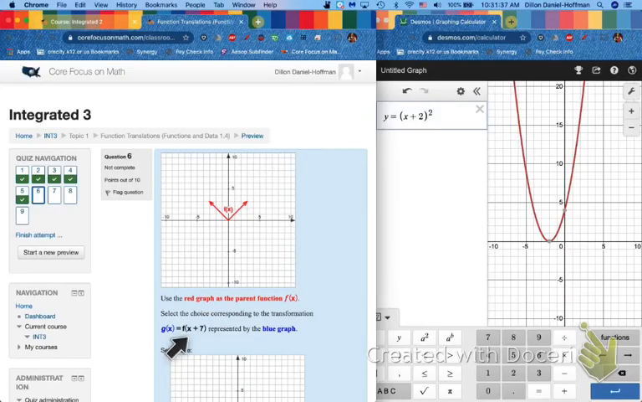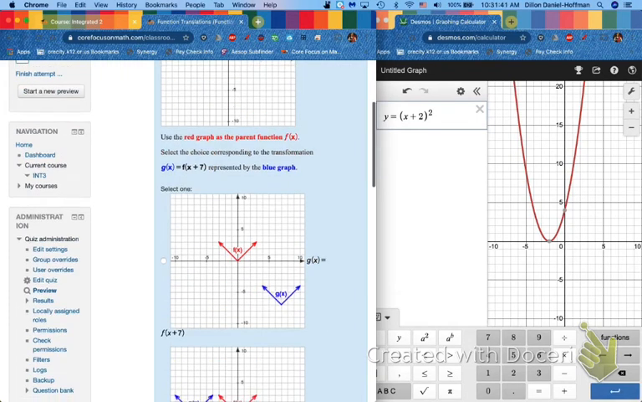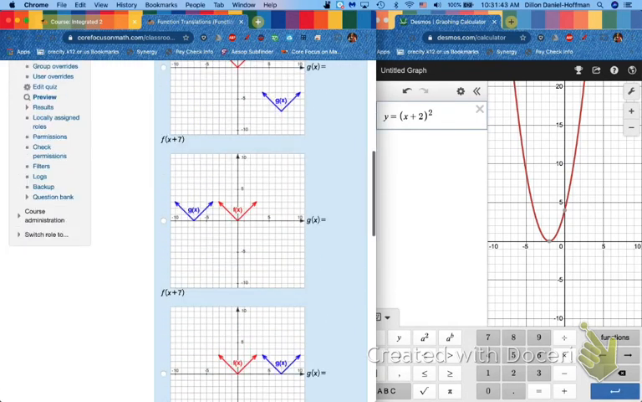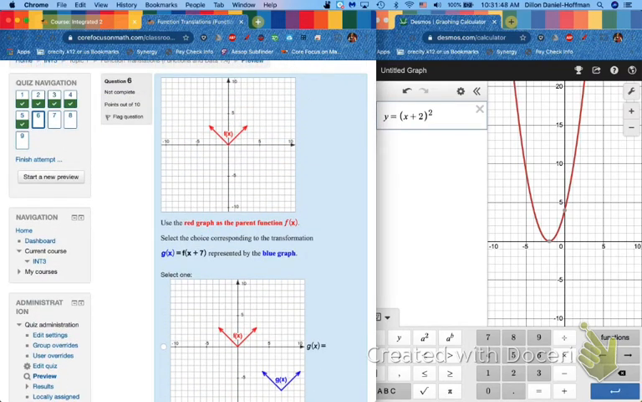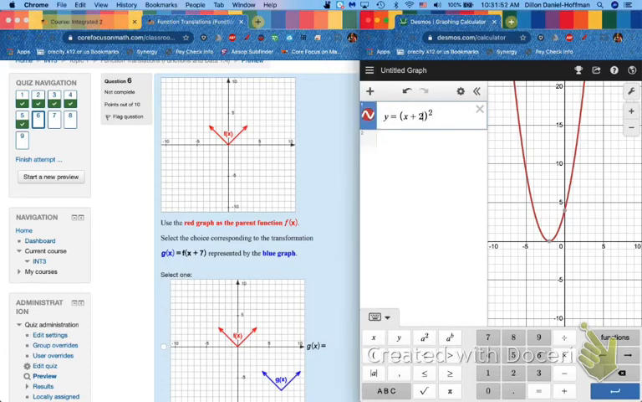I've got f of x plus 7. You'll notice that the red graph is always in the middle. It's always at 0, 0. It never changes. What changes is the blue one. And so we have to figure out where is our blue graph going to be if we have plussing 7 on the inside of parentheses. Well, conveniently, I've already left up on my Desmos calculator the plussing in the inside of parentheses example.